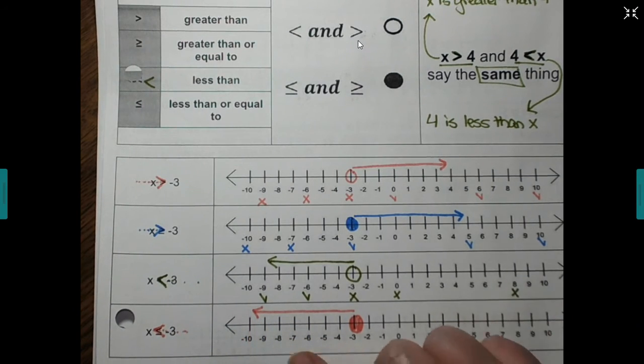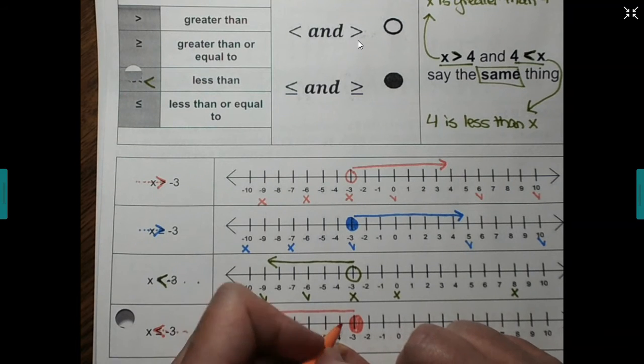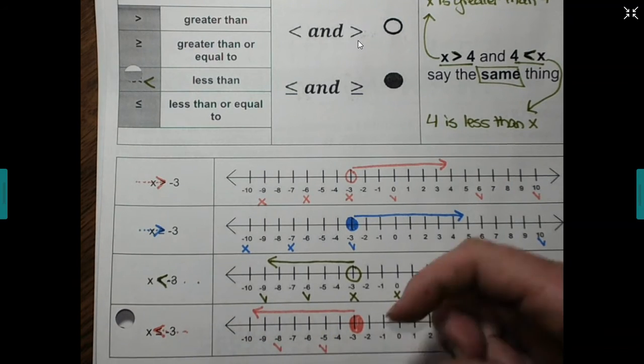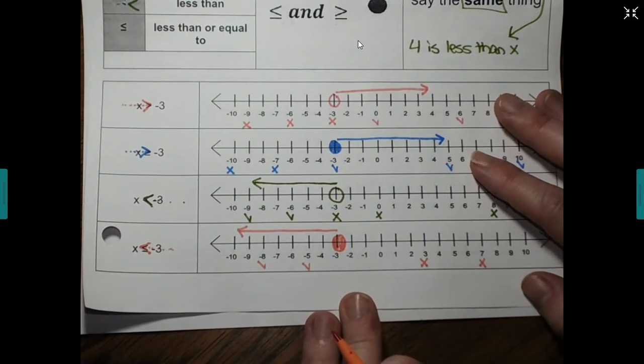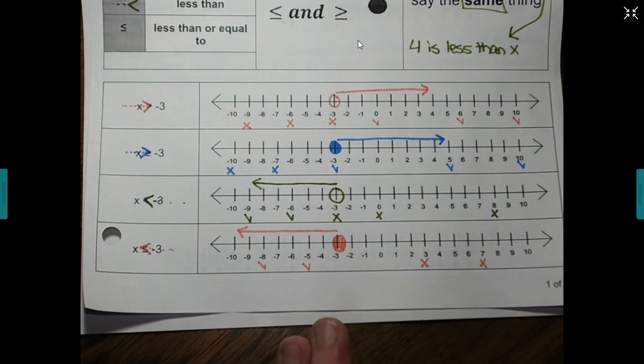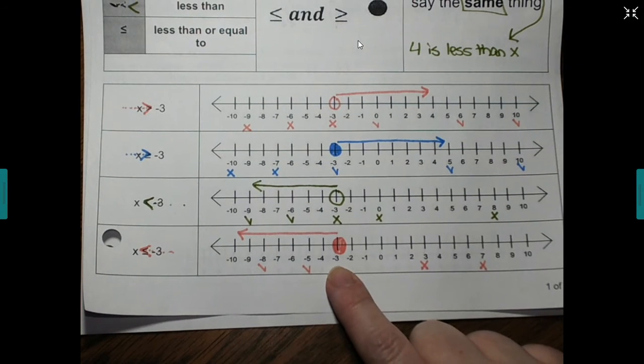So now let's think about it. Negative 8 is less than or equal to negative 3. That's a solution. Negative 5 is less than or equal to negative 3. It's also a solution. Not negative 3. 3, is that less than or equal to negative 3? Nope. 7, is that less than or equal to negative 3? Nope again.